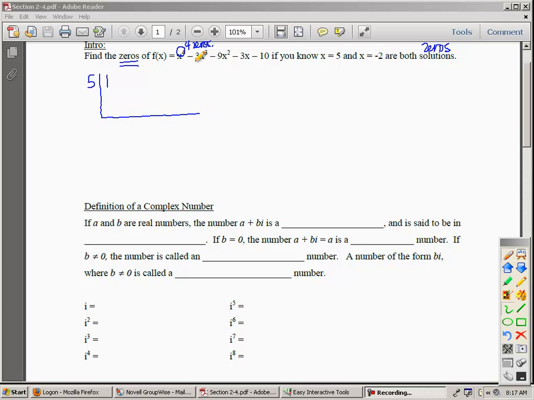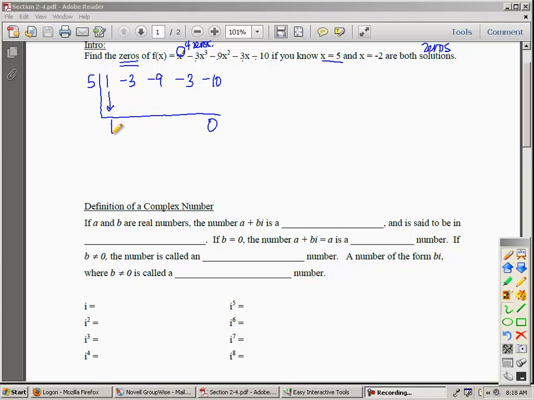1, -3, -9, -3, and -10. So I'm going to synthetic divide. Because they tell me that 5 is a solution, my remainder should be 0. And so we just have to make sure we get there.